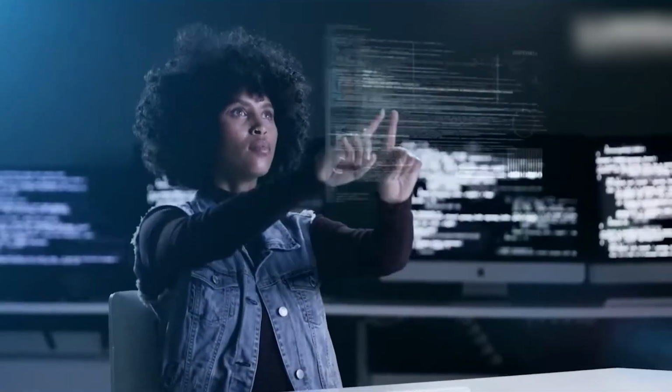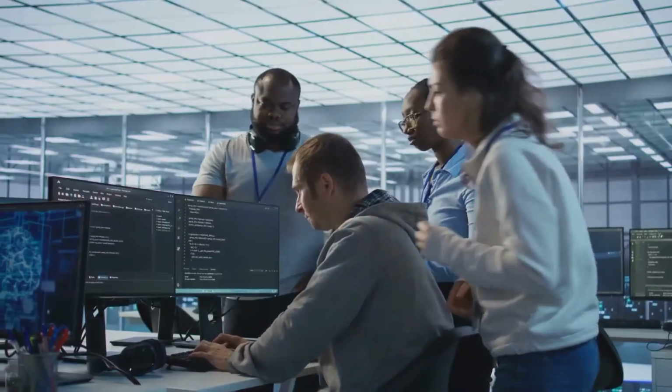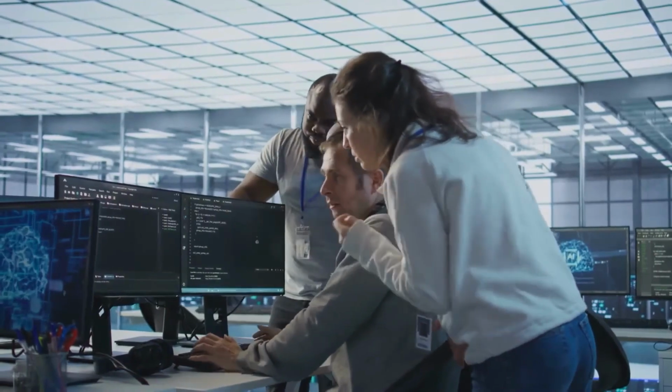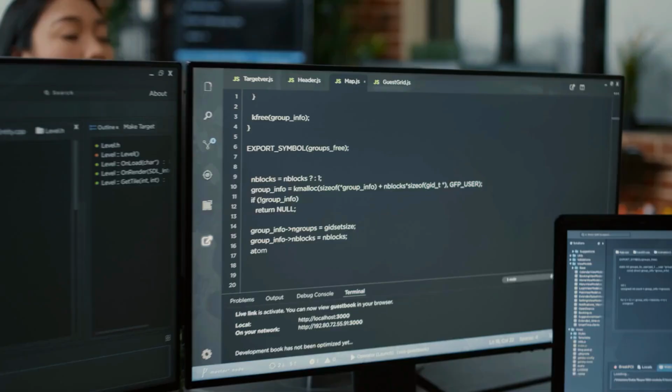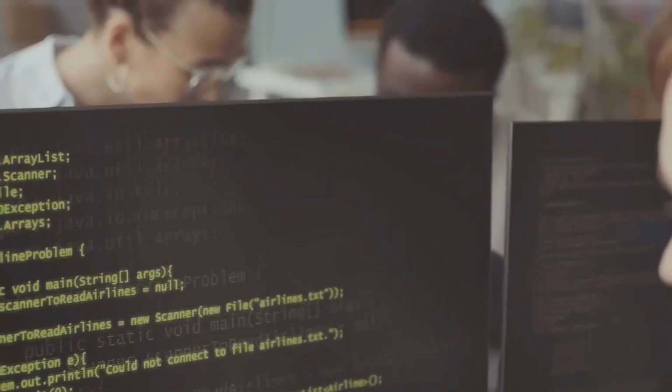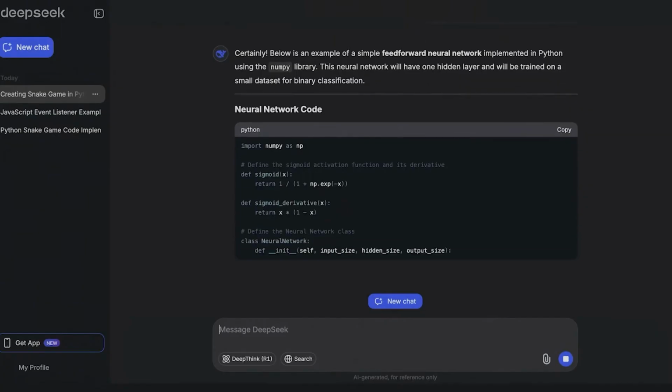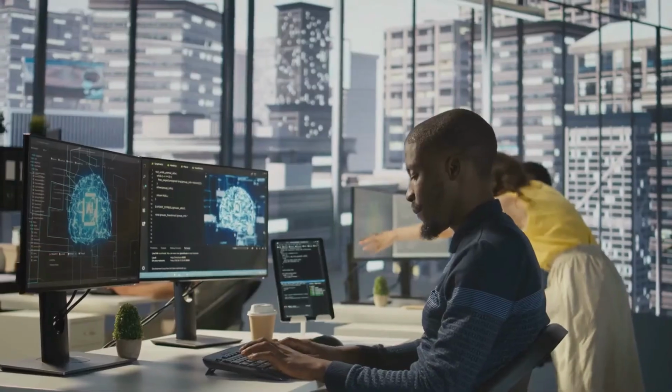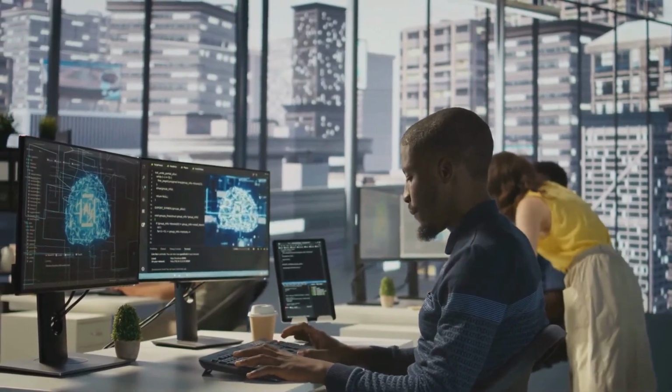Now, let's talk about Nvidia. Once the undisputed leader in AI computing, its dominance is being tested. With alternatives like DeepSeek R1 emerging, investors must reassess Nvidia's pricing strategies and long-term growth. Is this a moment to double down or diversify?